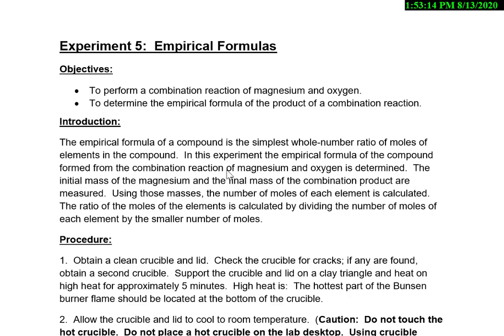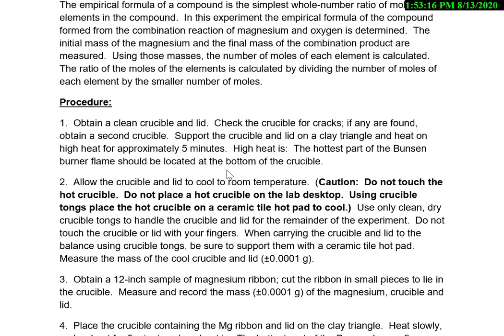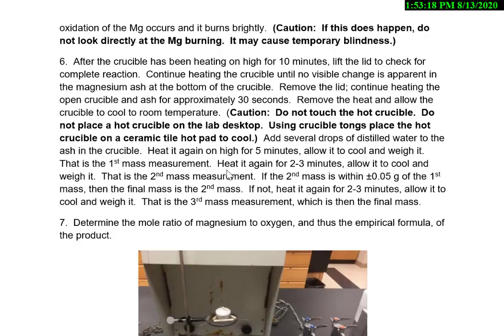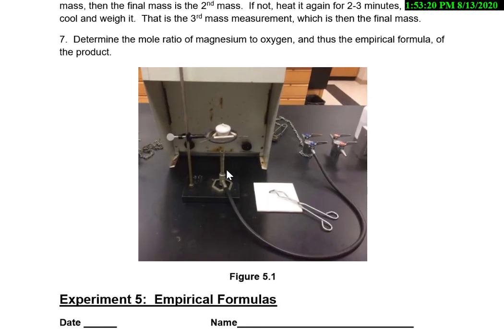Okay, here's an intro to experiment 5, empirical formulas. In this lab, we are coming up with the empirical formula that would form between magnesium and oxygen. So what we would be doing is taking solid magnesium, placing it into this crucible, and burning it with oxygen from the air. And we're making a compound, Mg little x, O little y.